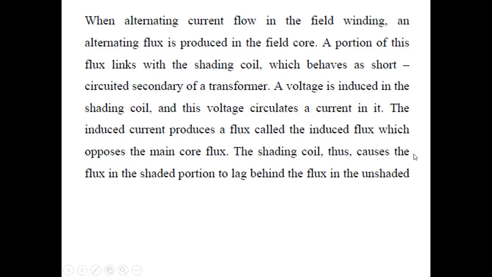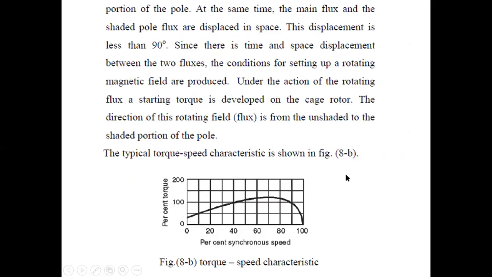The induced current produces a flux, called the induced flux, which opposes the main core flux. The shading coil thus causes the flux in the shaded portion to lag behind the flux in the unshaded portion of the motor. So due to this, we have a displacement between the two fluxes, the main flux and the shaded pole flux, and the displacement is slightly less than 90 degrees. Since there is a time and space displacement between the two fluxes, again, we end up having a two-phase machine. And these are the conditions necessary for setting up a rotating magnetic field. Under the action of the rotating flux, a starting torque is developed on the squirrel cage rotor, and the direction of this rotating flux is from the unshaded to the shaded. And the typical characteristic is as indicated.